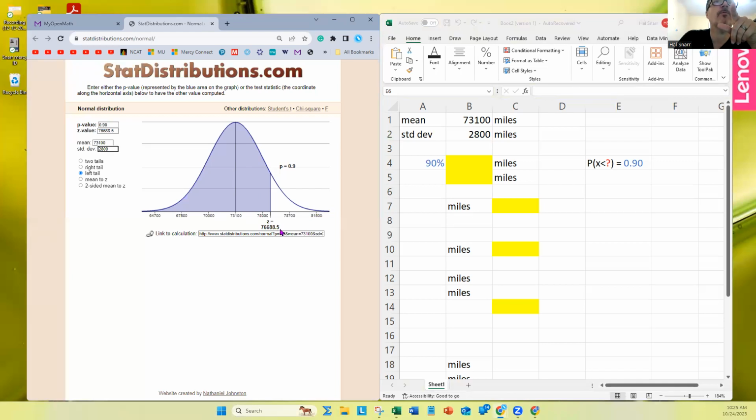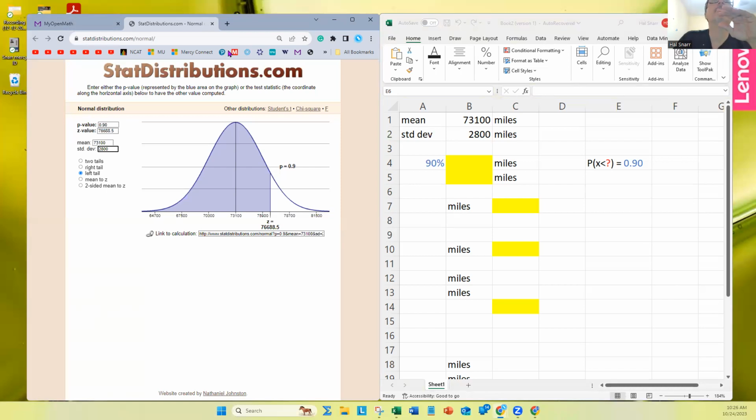That's 0.445, or if it's 0.495, or if it's 0.513, right? We don't really know what that is yet. So that's why we're going to use Excel. Okay, so this is what it looks like graphically. We want to know the number down here, the number on the number line, the miles, where the probability of being less than that is 90%.